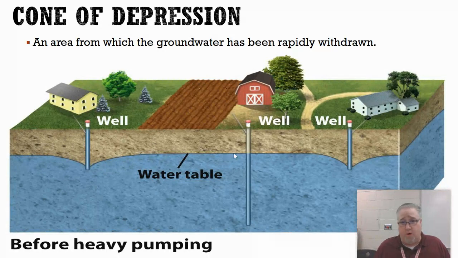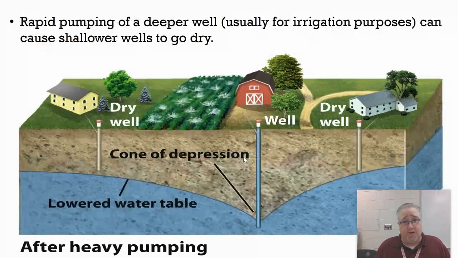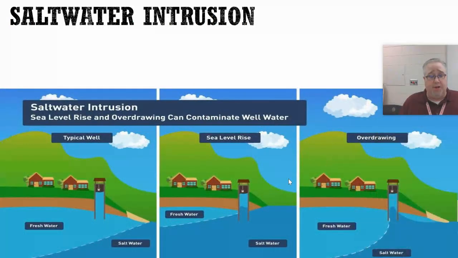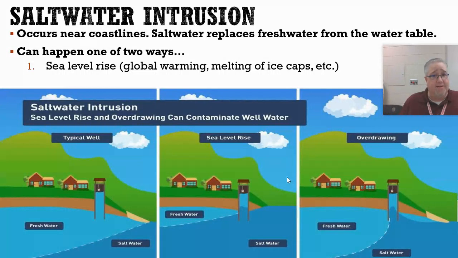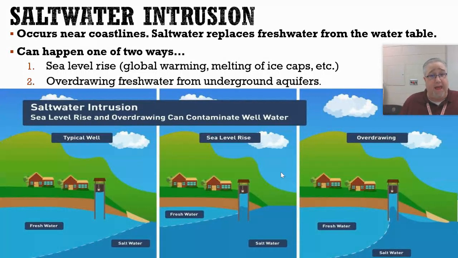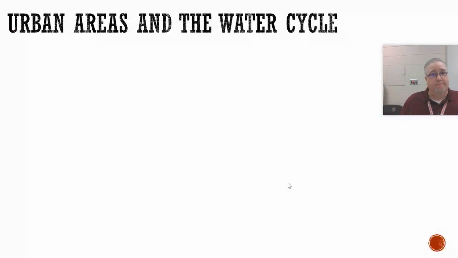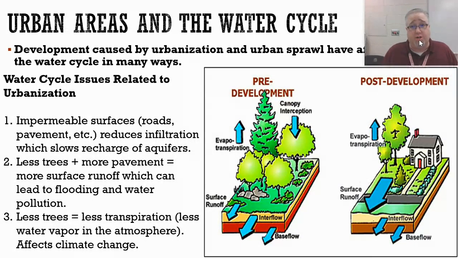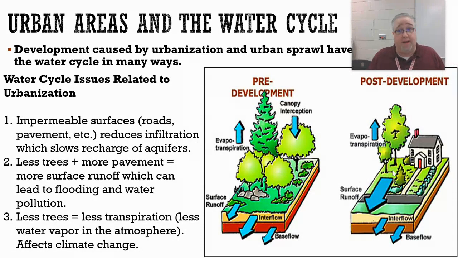Cones of depression. I said that these can form anytime somebody overdraws water out of a well. So make sure we know the repercussions of a cone of depression. And then we talked about saltwater intrusion as well. Make sure we know where this occurs and two different ways that it can actually happen. So know what it is, where it can occur, and how it can happen. Then we concluded yesterday with how urban areas, or how urbanization, I should say, affects the water cycle. So we talked about three different ways that could happen.